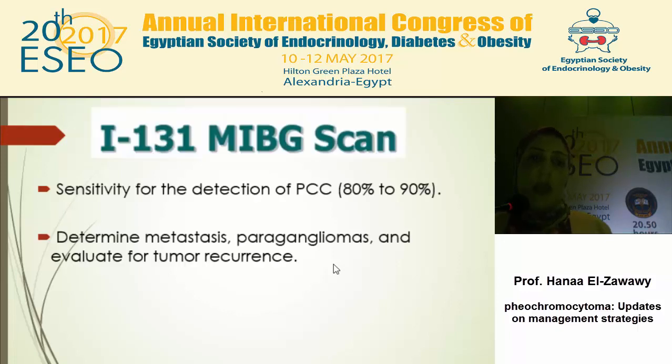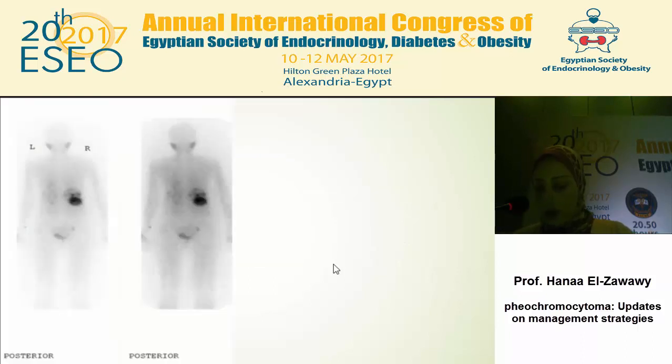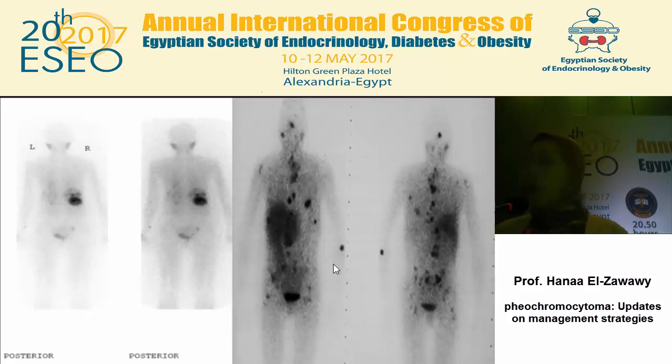Sensitivity of MIBG scan for detection of pheochromocytoma reaches up to 90%. It determines metastasis, paragangliomas, and evaluates for tumor recurrence. This is an example of MIBG scan showing right-sided pheochromocytoma, and this is another example showing diffuse metastatic pheochromocytoma.